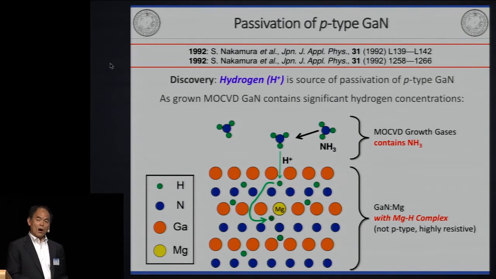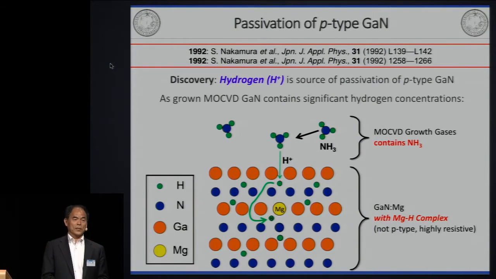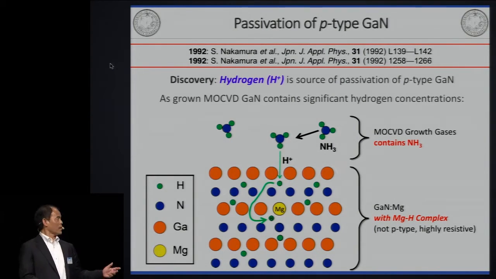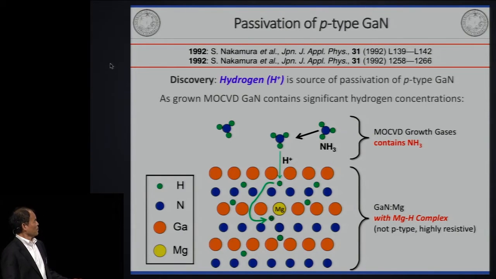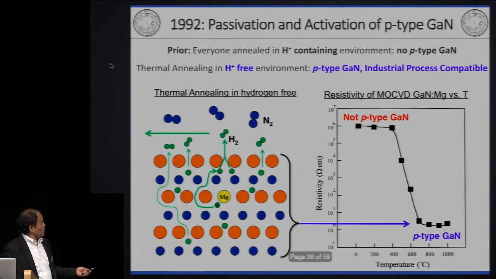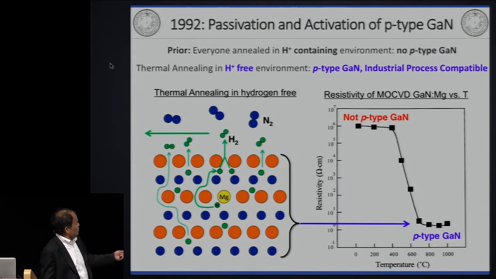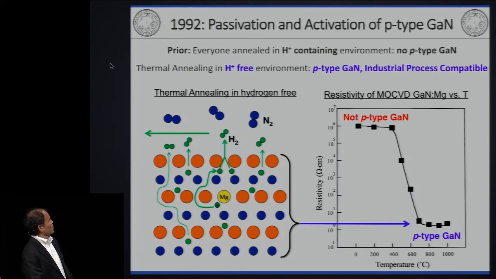So this was a long-time mystery, a 20-year mystery. Nobody could understand why you couldn't get P-type gallium nitride. I clarified the mechanism, because the hydrogen comes from dissociation of ammonia gas. And by just using a thermal anneal, we could remove the hydrogen, and we got P-type gallium nitride. So this is a 20-year mystery.